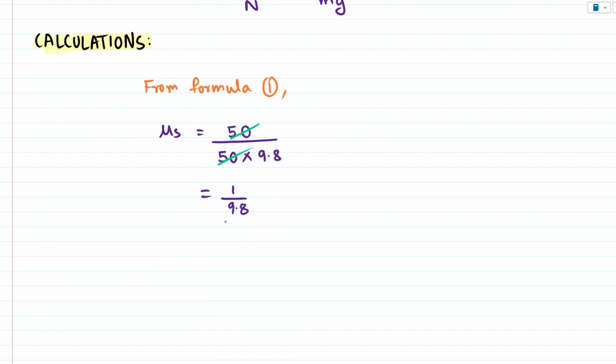Now in your college exams or your college classworks, you'll have to use logs to perform this calculations, but in the video, for ease of calculation, we'll skip this step and directly arrive at the answer. And if you were to divide 1 by 9.8, you get the answer as 0.102. And this is the value of our coefficient of static friction, which is a unitless quantity.